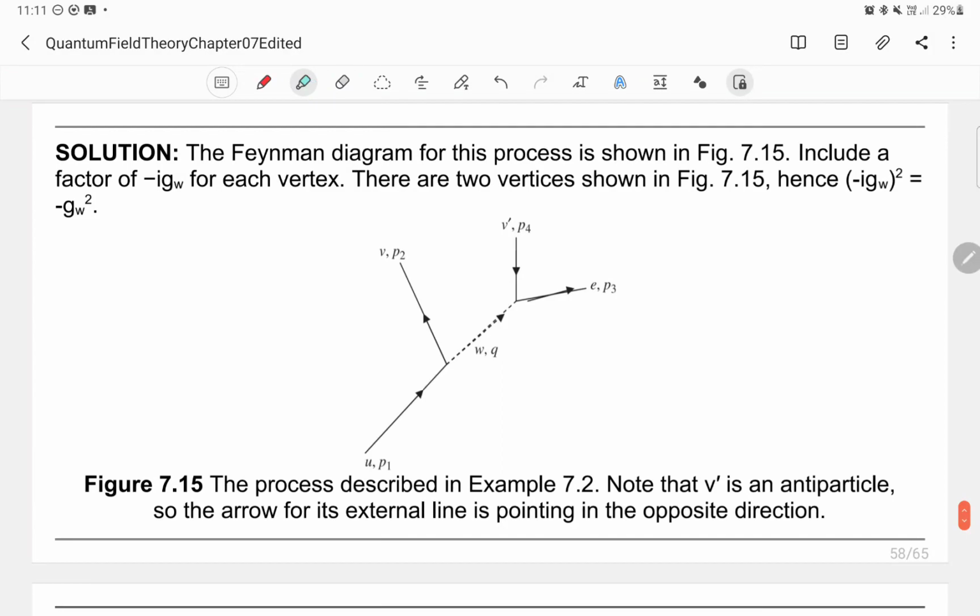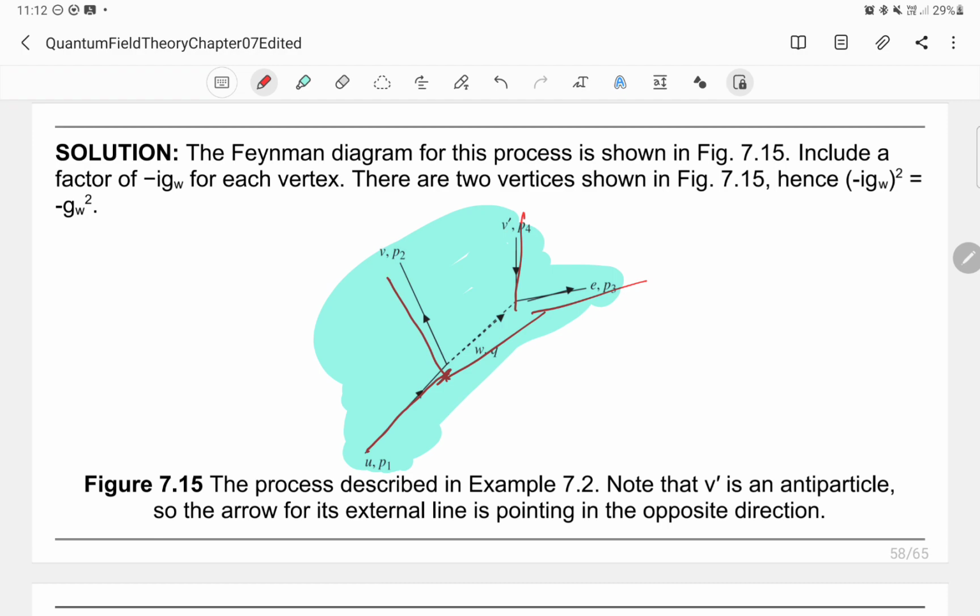So this is the Feynman diagram, as you can see. Sorry, the pen lost its color. So here you have a U decayed into nu and W, and then the W decayed into an anti-nu and an electron E.